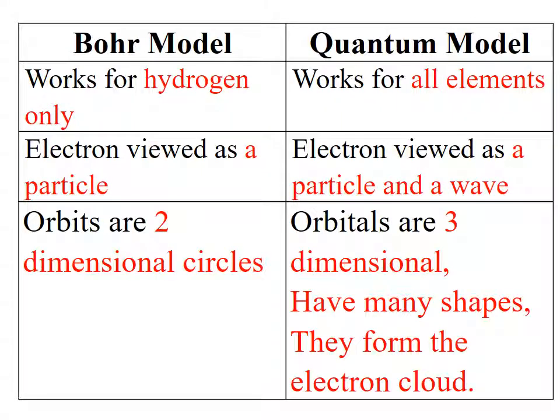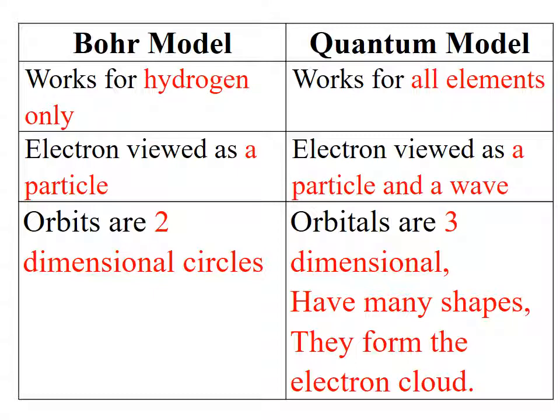In the Bohr model, the orbits are 2-dimensional circles. Remember, Bohr drew circles around the nucleus, like planets orbiting the sun, the planetary model. He said we have these flat, 2-dimensional circular orbits, and we know exactly where the electron is. It's exactly this distance from the nucleus.